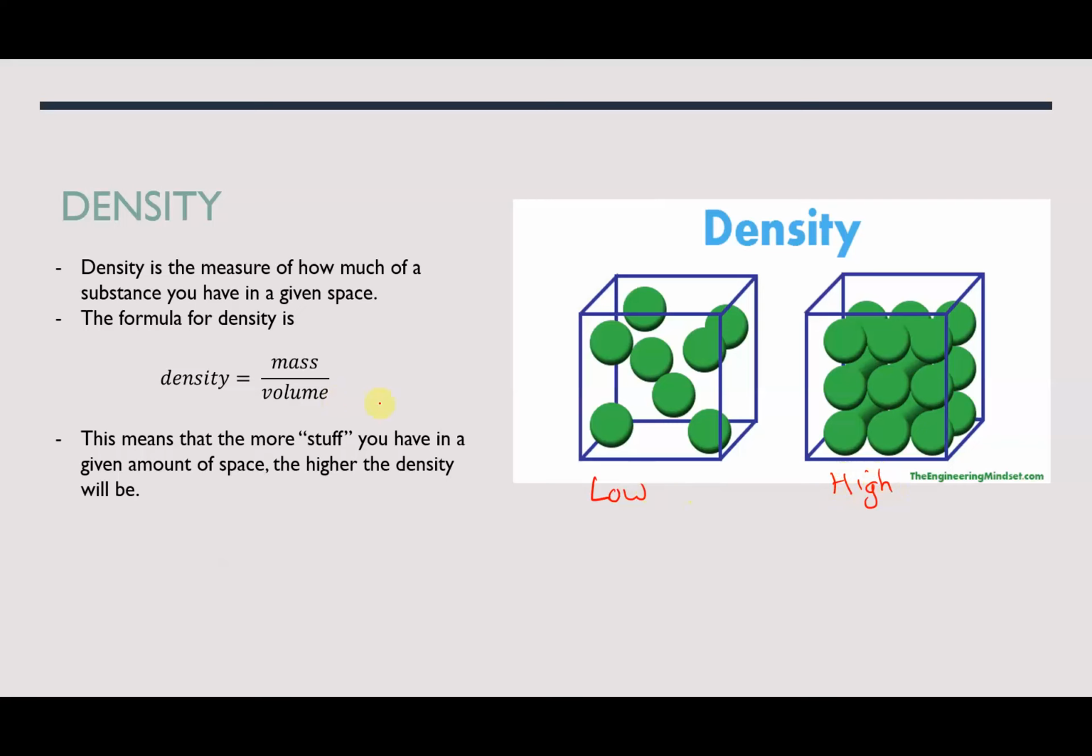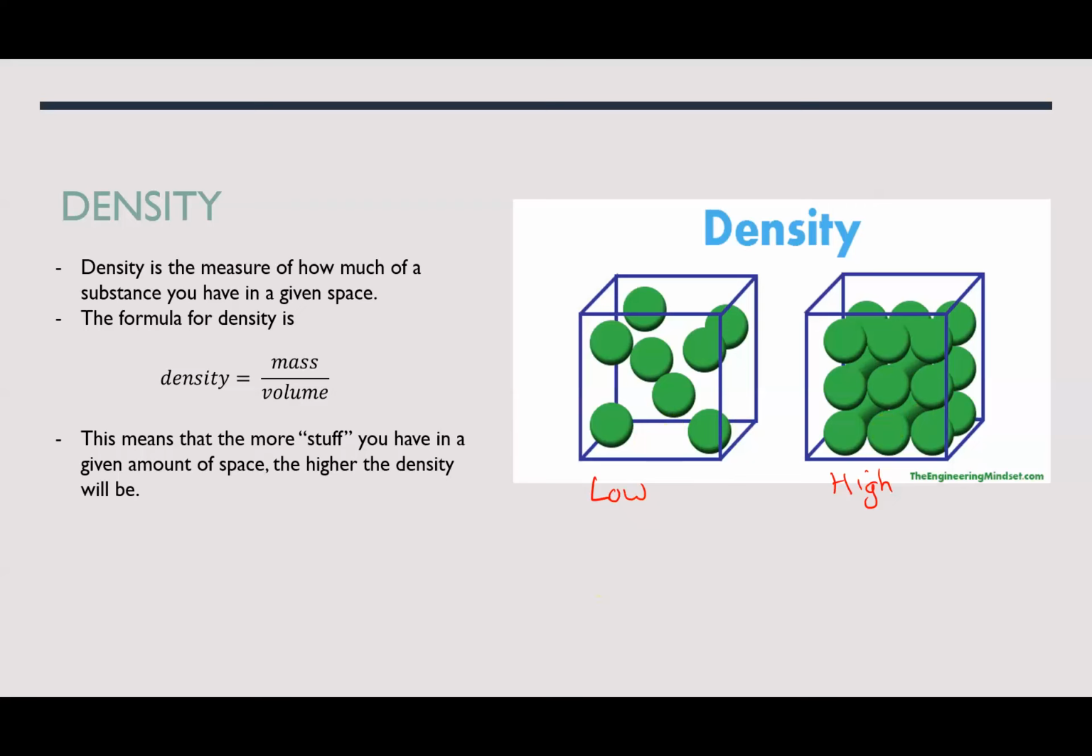Now the volume is the same for both of these. The size of the blue square is the same for both, but this one here has less stuff, or less matter, than the one on the right with the higher density. So if there's less stuff for a given volume, that means you're going to have a lower density.